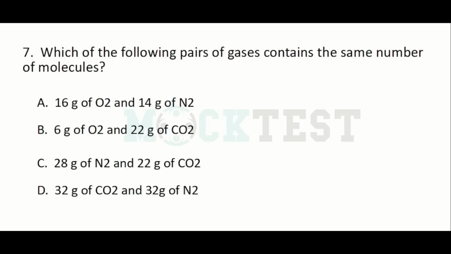Which of the following pairs of gases contains the same number of molecules? Option A, 16 gram of O2 and 14 gram of N2. Option B, 6 gram of O2 and 22 gram of CO2. Option C, 28 gram of N2 and 22 gram of CO2. Option D, 32 gram of CO2 and 32 gram of N2. The answer is option A, 16 gram of O2 and 14 gram of N2.